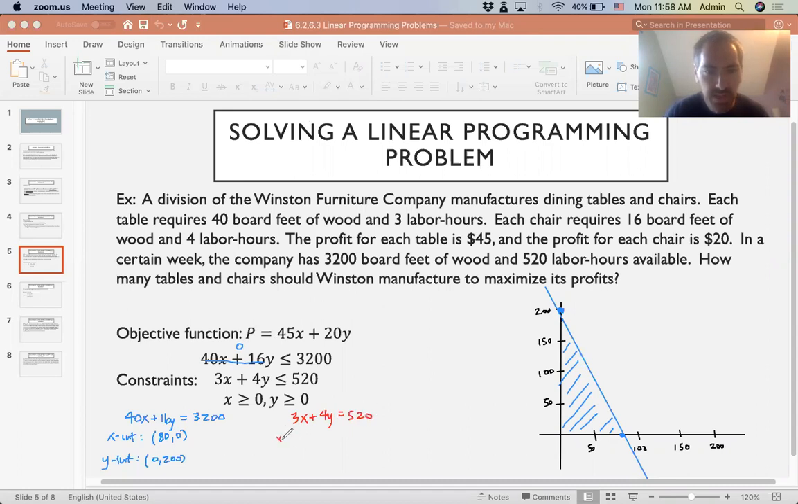We'll find the x-intercept by letting y equal 0. That leaves us with 520 divided by the coefficient of x, which is 3. I'm just going to write that as 520 divided by 3 for my purposes. You want to at least get a decimal approximation so you know where to graph that.